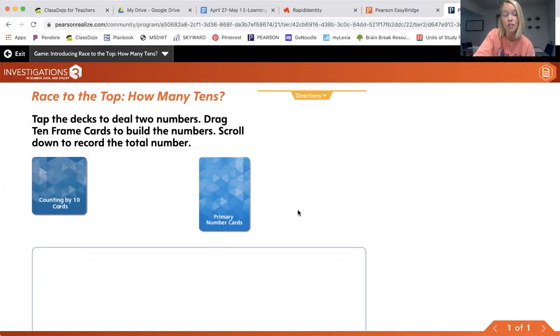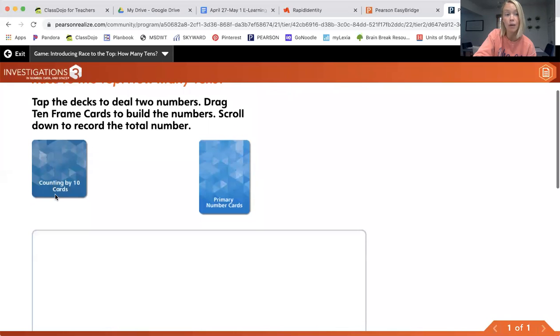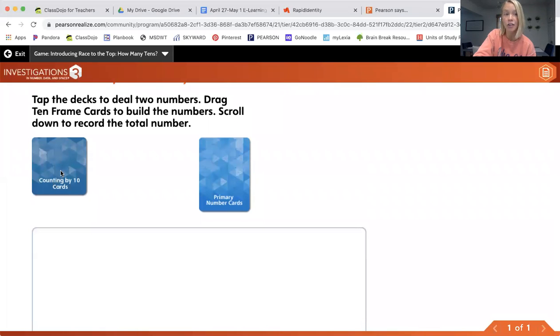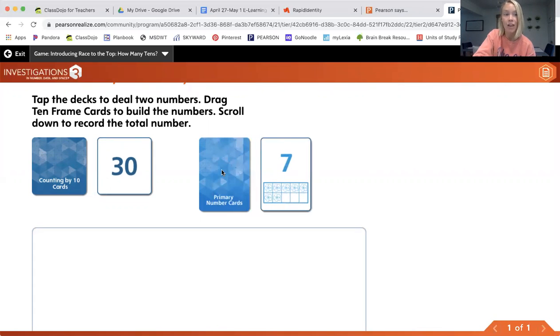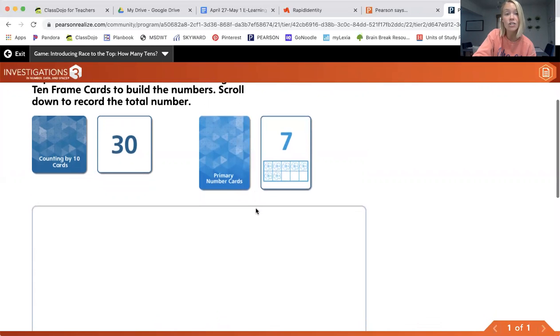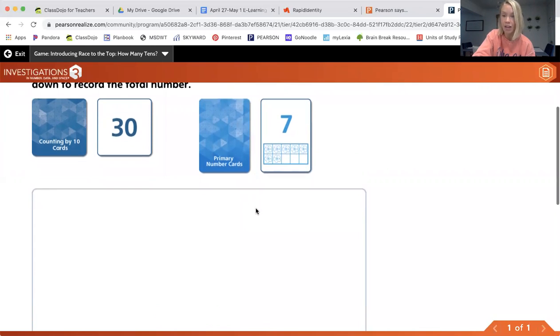Okay, so first, what we're going to do is we are going to tap the decks. We're going to flip over 2 numbers. The first number is going to be a 10 card, 30, and then the other card is going to be ones, 7. So what I need to do now is build the number 37, just like what we saw in the video.